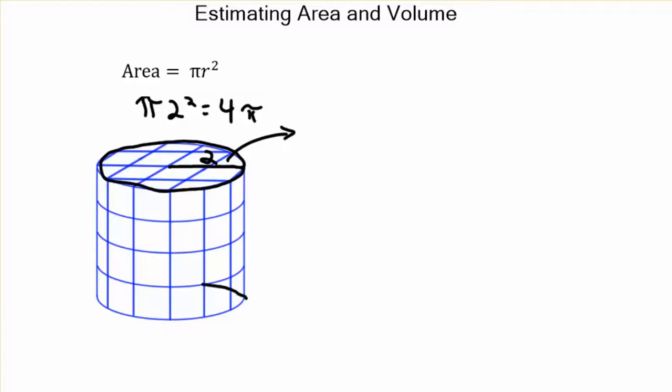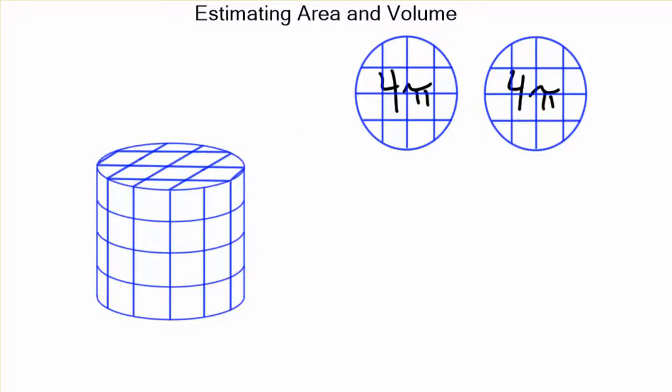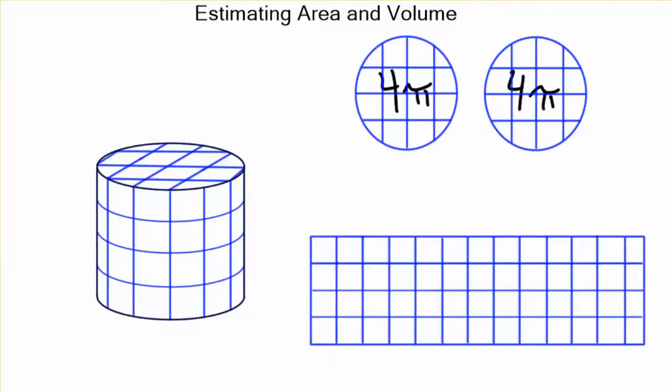Notice that there's a circle on the top, and there's also a circle on the bottom. So let's go ahead and draw those over here. Their areas are both going to be 4 pi. But what about those squares on the sides? Well, if you were to unroll that like it was a label of a soup can, it'd be a big rectangle. And that length up there is going to be the circumference of that circle on top.